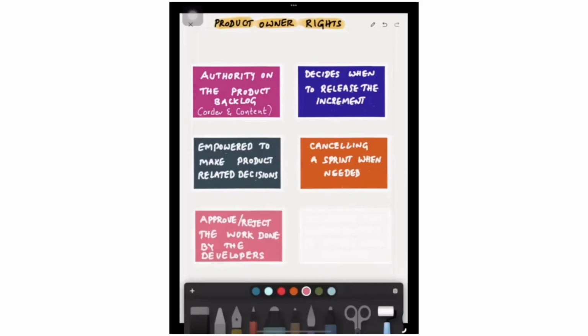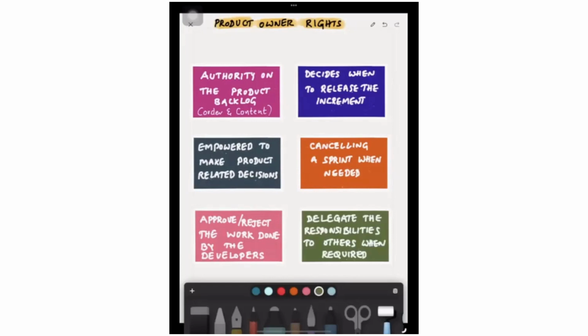Another right of the product owner is to approve or reject the work done by the developers throughout the sprint. Whenever the developers complete an item, they will check the definition of done first and then call the product owner. While checking the item, the product owner has the right to approve or reject it.